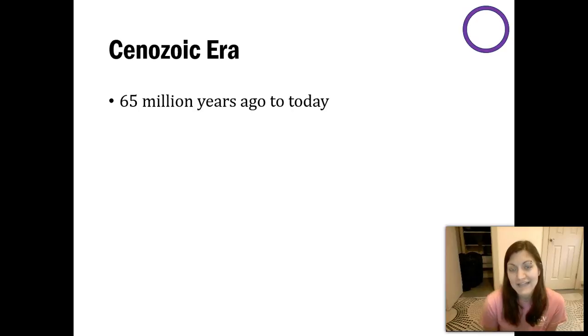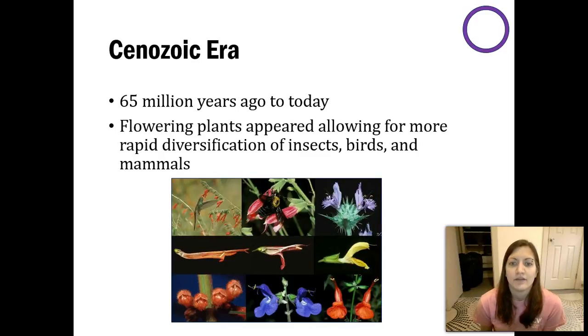And then finally, the last era we'll talk about is the Cenozoic era. This is the most recent one. It's from 65 million years ago to today. You and I both live in the Cenozoic era. So this is after dinosaurs went extinct, birds were diversifying, mammals were diversifying, and now our land plants are starting to diversify. It's during this era, early in this era, that we see land plants diversifying.